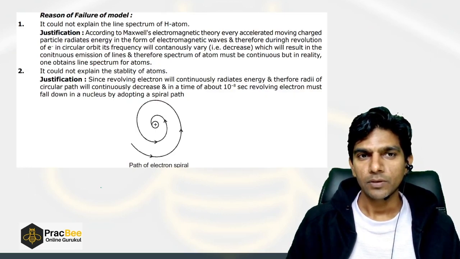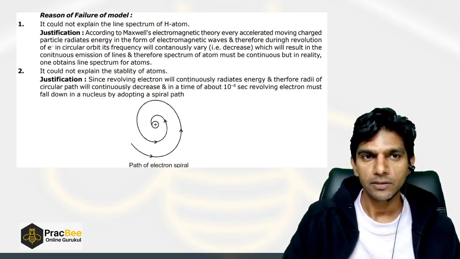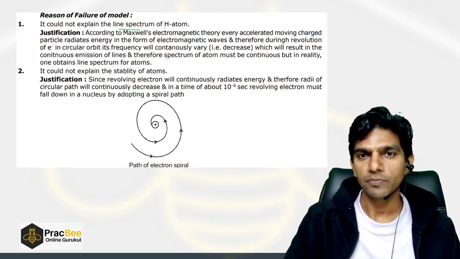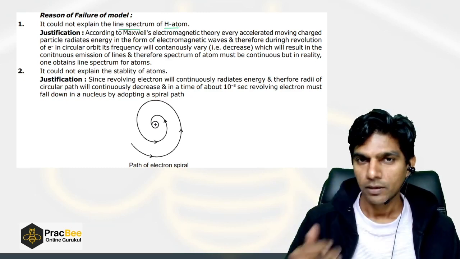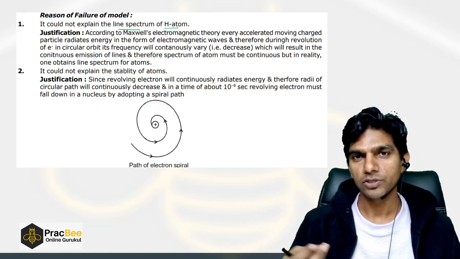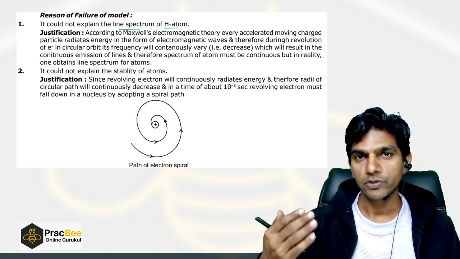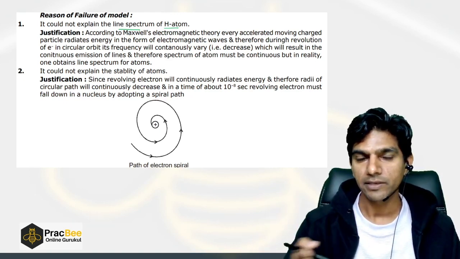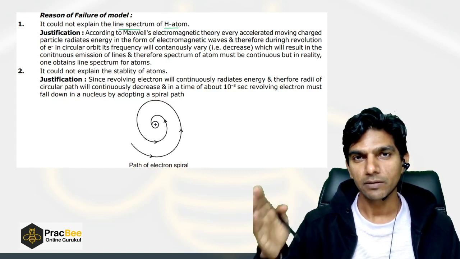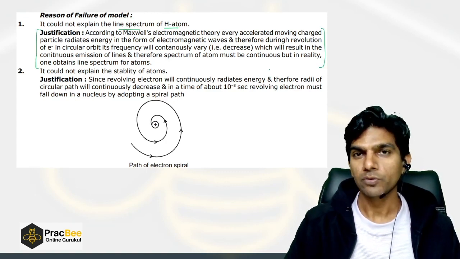Now there are some phenomena which Rutherford was not able to explain. First, it can't explain the line spectrum of the hydrogen atom. According to Rutherford, it should have a continuous spectrum, because when a charged particle is accelerating, it keeps on radiating energy in the form of electromagnetic radiation. So we should get an entire spectrum, rather than some discrete wavelengths. So it was not able to explain. If you want to go through the justification, just read this, you will get the idea. I'm not going into that detail.